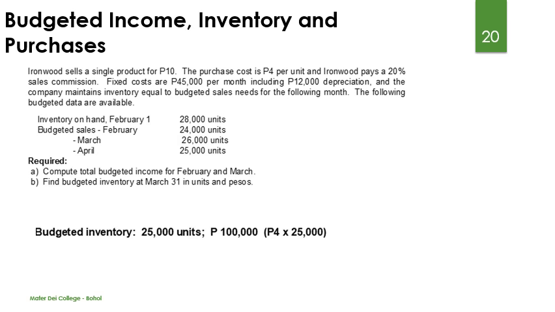So our budgeted inventory is 100,000. Okay. Let's go back to the information. The company maintains inventory equal to the budgeted sales needs for the following month. Remember, we're talking about March 31. Here is March 31, but the inventory is equal to next month's budget sales. Next month is April. The budgeted sales is 25,000. So equal. So the same. So 25,000.